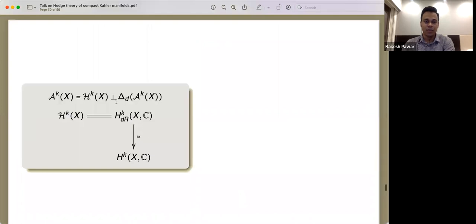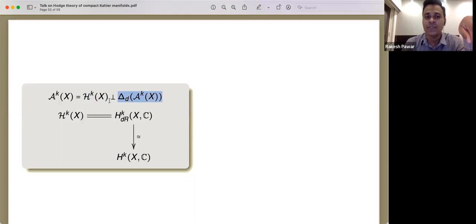The importance of this is that there's a theorem in analysis that says that if you have an elliptic differential operator from sections of a vector bundle to itself, then the space of sections, A^k of X, will break as an orthogonal sum into the kernel and the image.